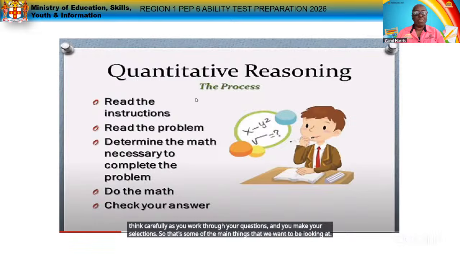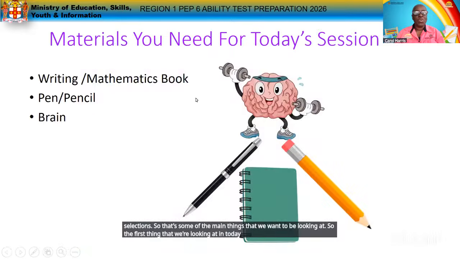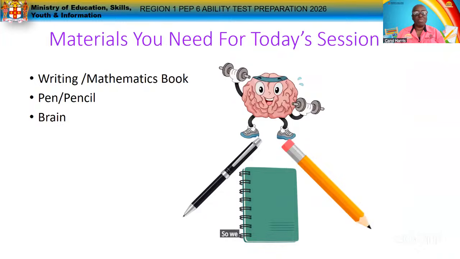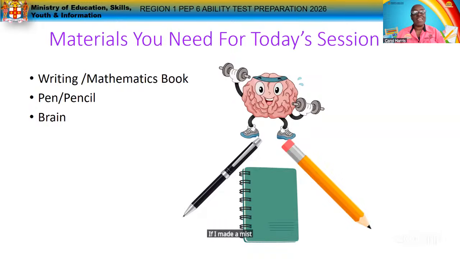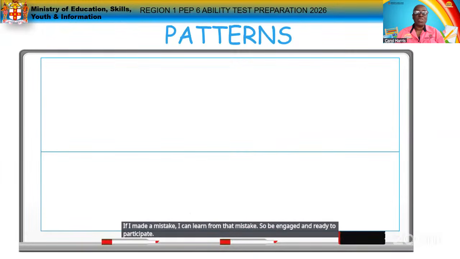So the first thing in today's presentation: we've looked at our materials needed, so make sure you have your math book in place, your pen, your pencil, and so on. And of course, an engaged brain, ready to participate, ready to act. Be willing to also say, okay, if I made a mistake, I can learn from that mistake. So be engaged and ready to participate. All right, so we mentioned the session.